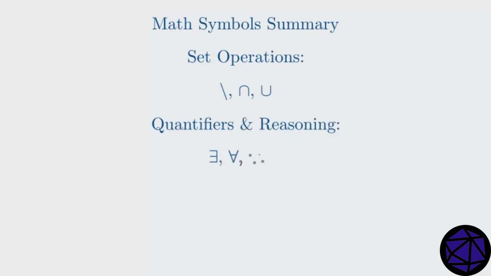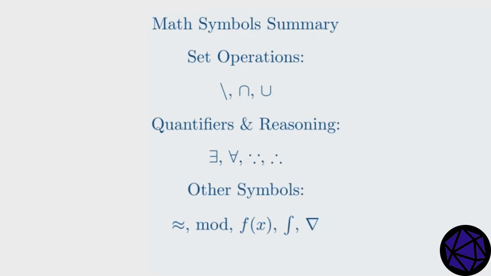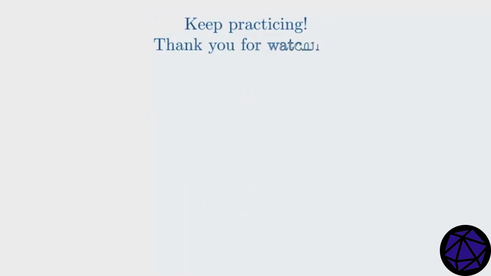Great job! Today, we've learned about several important mathematical symbols and their meanings in Sesotho, Sepedi, and IsiZulu. We covered symbols for set operations like subtraction, intersection, and union. We also learned about quantifiers like there exists and for all, and symbols for reasoning like because and therefore. Finally, we looked at symbols for approximation, remainders, functions, and advanced concepts like integrals and gradients. Understanding these symbols is a key step in learning mathematics. Keep practicing, and you'll become more familiar with them. Thank you for watching.